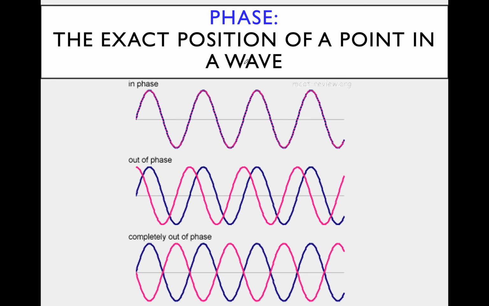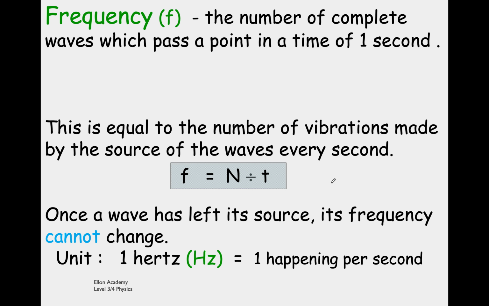The phase is the exact position of a wave, so each wave will have a shape and position. If you get two waves that meet together and they look exactly alike, they will match and overlap, that is in phase. Otherwise it will be out of phase if they don't overlap exactly, completely out of phase if they cancel each other out, if they are opposite each other.